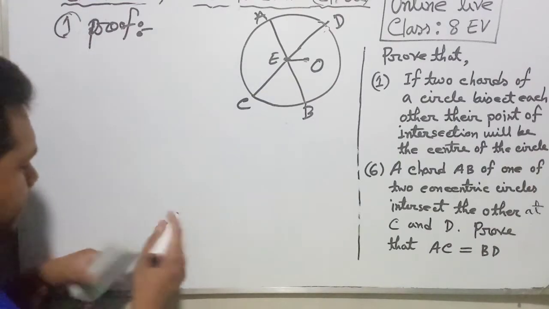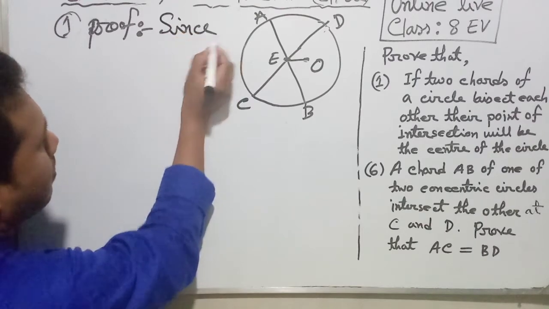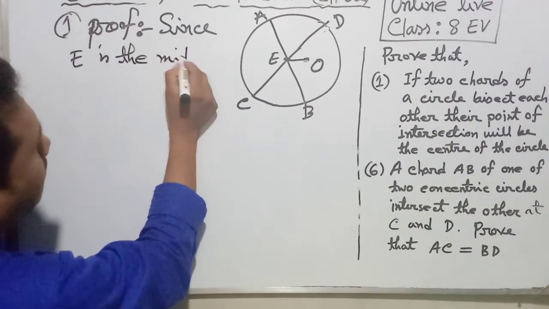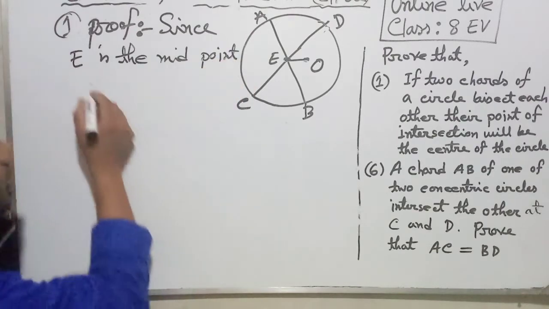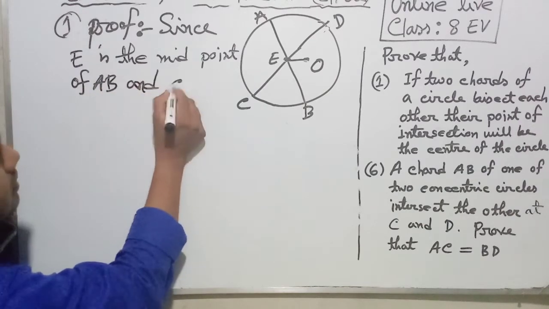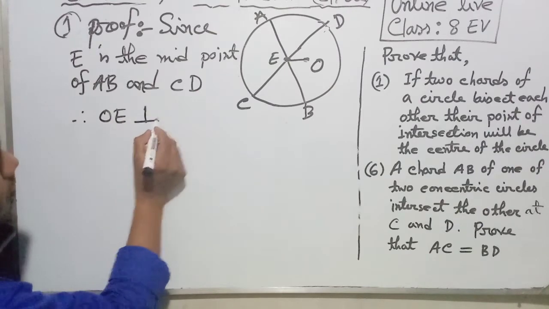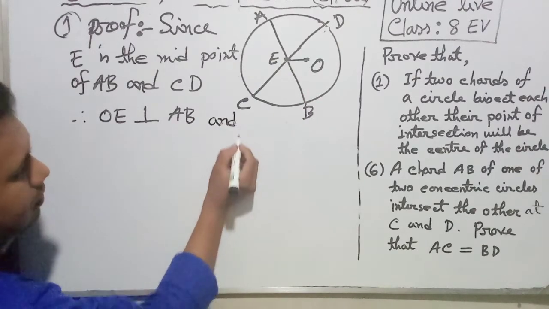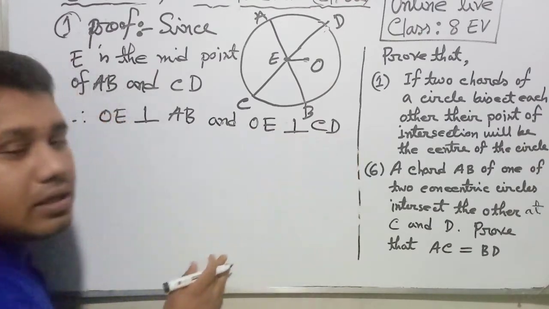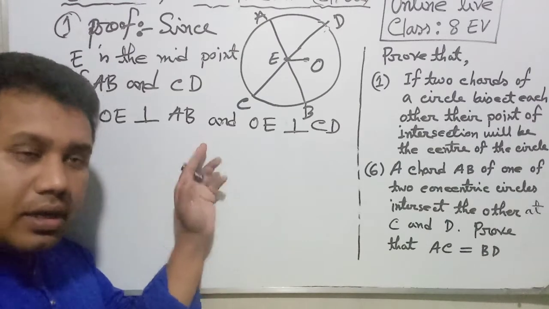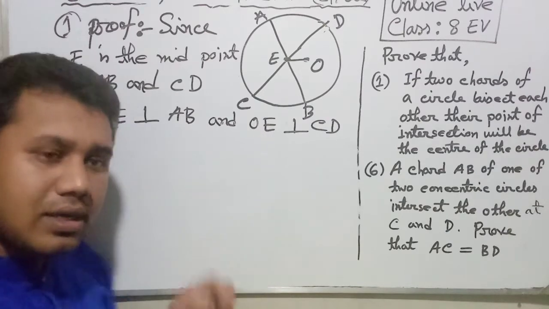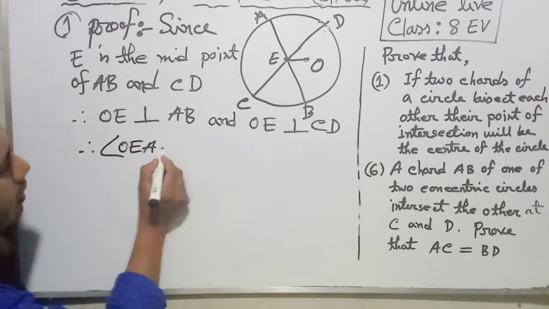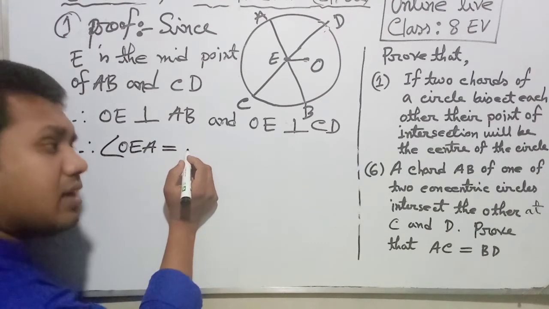So we can write, since E is the midpoint of AB and CD, therefore OE is perpendicular to AB and OE is perpendicular to CD. Because E is the midpoint of AB, OE is perpendicular to AB, and also E is the midpoint of CD, so OE is perpendicular to CD. So we can write, if OE is perpendicular to AB, that means angle OEA will be a right angle. That means you can say 90 degrees.